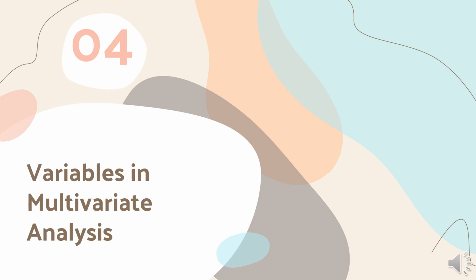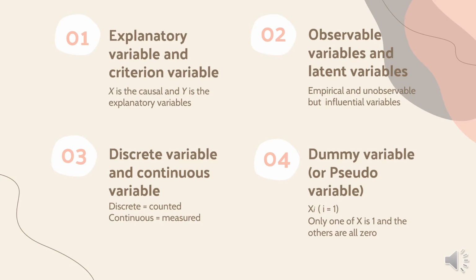Next, let us discuss the variables in multivariate analysis. First, we have explanatory or criterion variables. So if x is the cause of y, then x is described as the explanatory variable or the causal or the independent variable, and y is the criterion variable or the dependent variable.